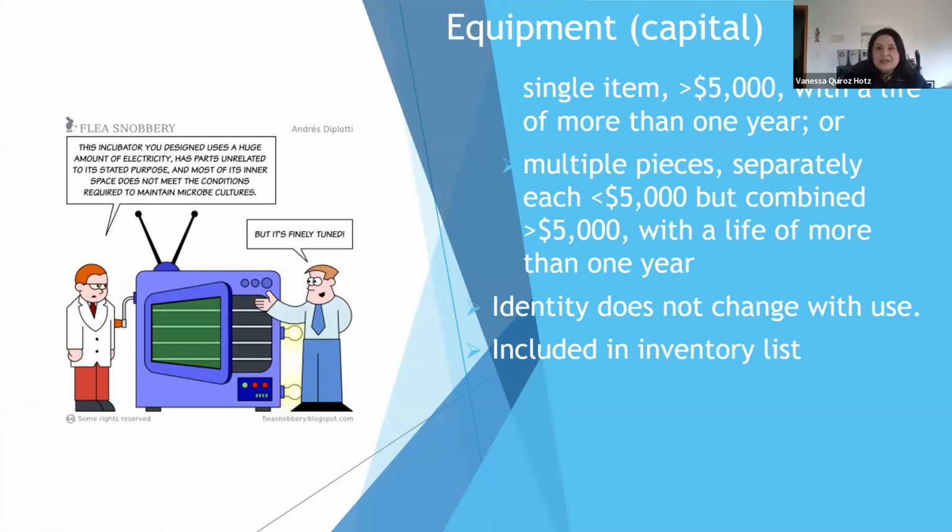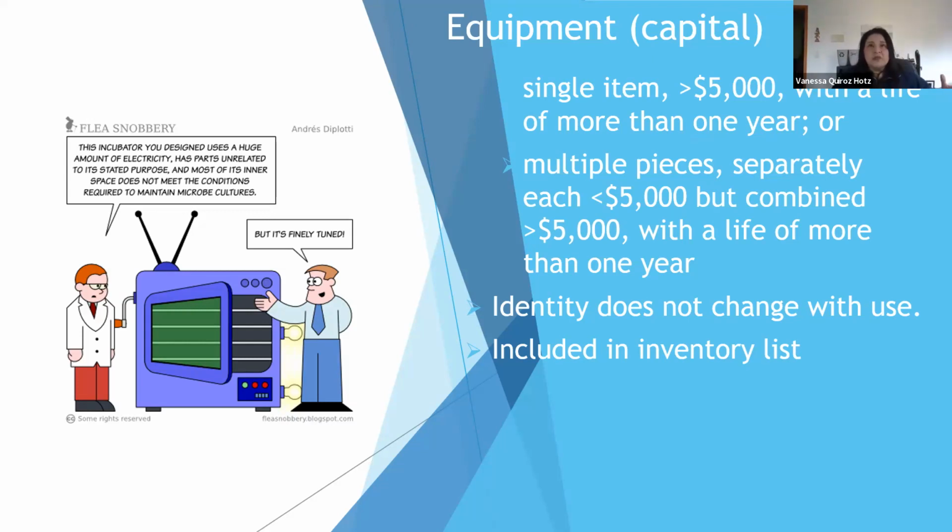The next one is, depending on your program, you can purchase equipment. And there's capital equipment and non-capital equipment. Capital equipment basically is something that has a life expectancy of more than 1 year and costs more than $5,000 and is a single item. Years and years ago, a computer was considered capital equipment because it was over $5,000. Now, you don't see this very much unless, of course, you have a specific program or a specific service you're providing where you're going to be purchasing high value items.